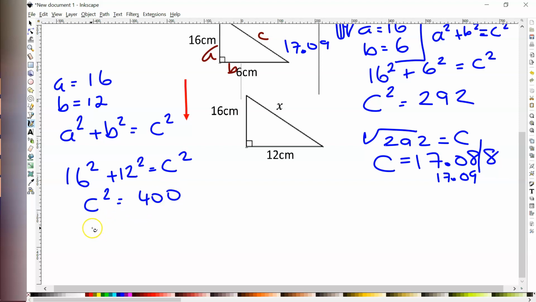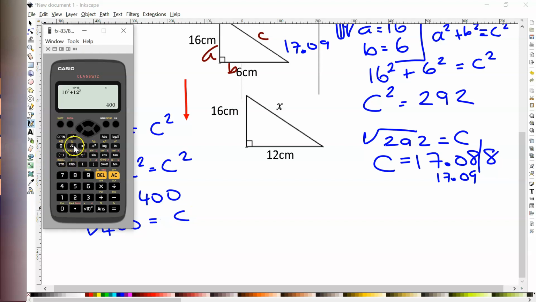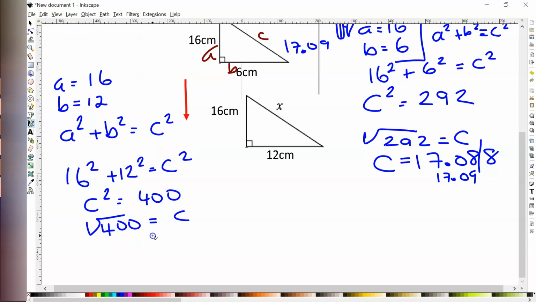You may be able to do that in your head already. However, part of this is being able to use the calculator. So we'll find the radical sign and put the number 400 in there, and C equals 20. And if I was being really pedantic, I would say 20 centimeters. So even though it says x here, this would be 20 centimeters.